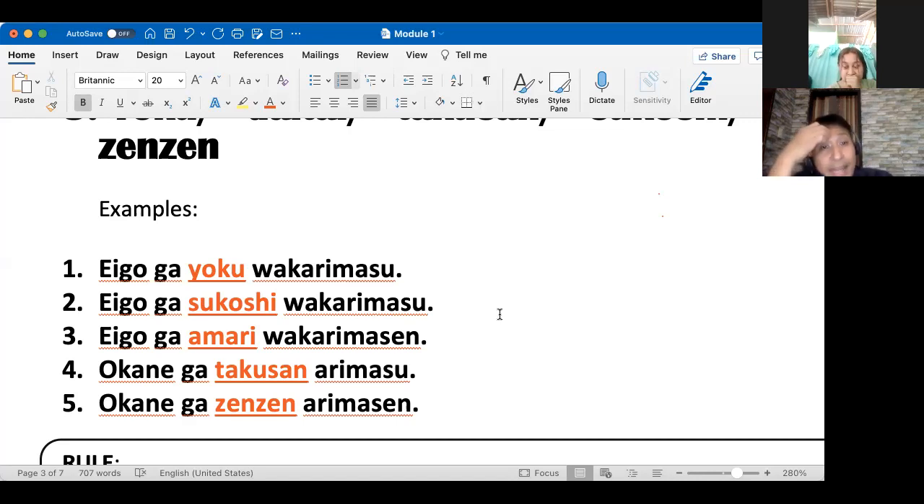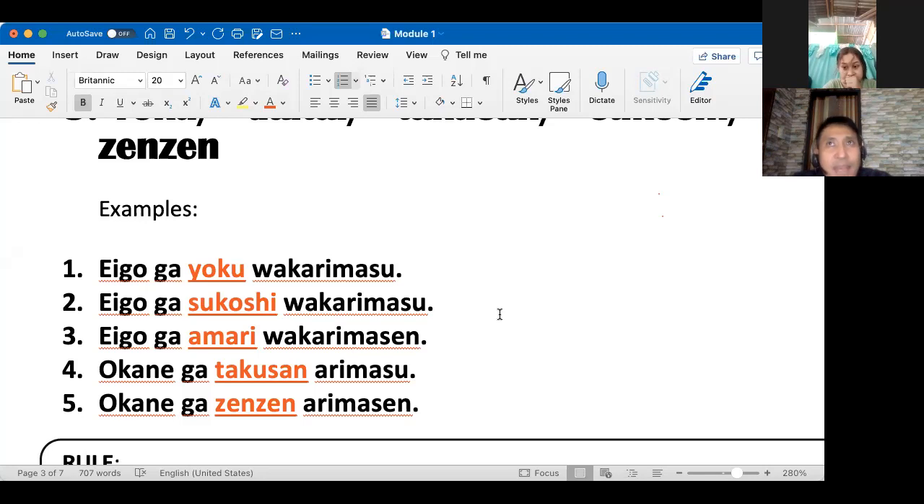So kung titingnan natin, amari and zen are in a negative statement, while takusan, sukoshi, and yoku are in affirmative statement. Okay? Pag sinabing affirmative, positive yung statement na pagkakalahad. Yoku means always, takusan means plenty, sukoshi and amari are almost the same, very little. Zen, never.